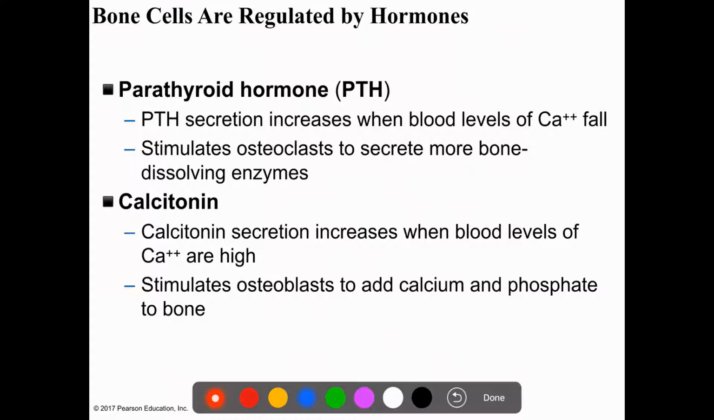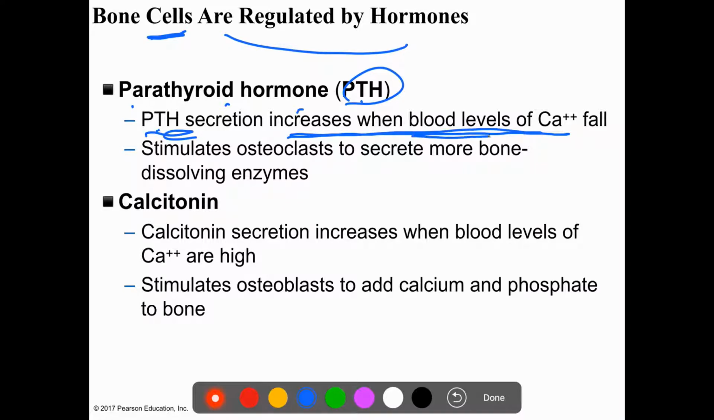Now, bone cells are also regulated by hormones. And we have two types of hormones. We have the parathyroid hormone, or the PTH. Now, PTH is secreted when there are low calcium levels. So PTH secretion would lead to increased blood calcium levels.